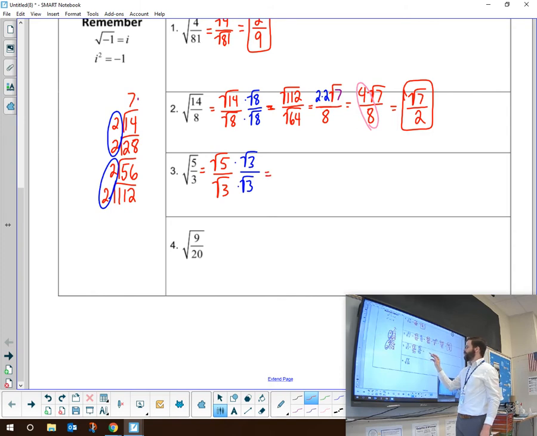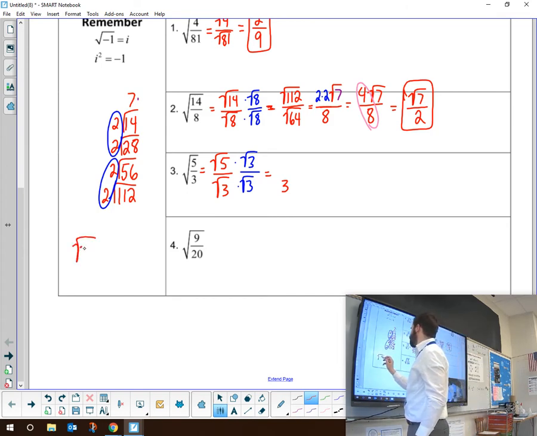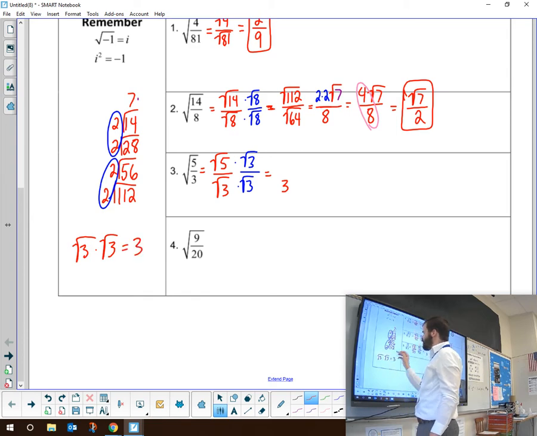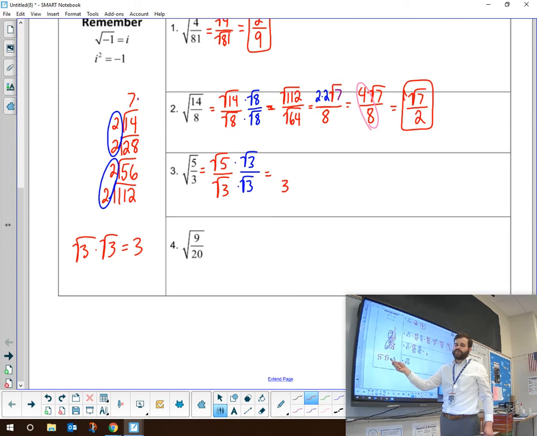Square root of 3 times square root of 3 just equals 3. Remember, if you multiply the square root of something times the square root of that same thing, it just equals that number. Because think about it, the square root of 3 times square root of 3 is the square root of 9, and the square root of 9 is 3. So it works out. Then the square root of 5 times the square root of 3 is the square root of 15. So we're going to have the square root of 15 over 3.